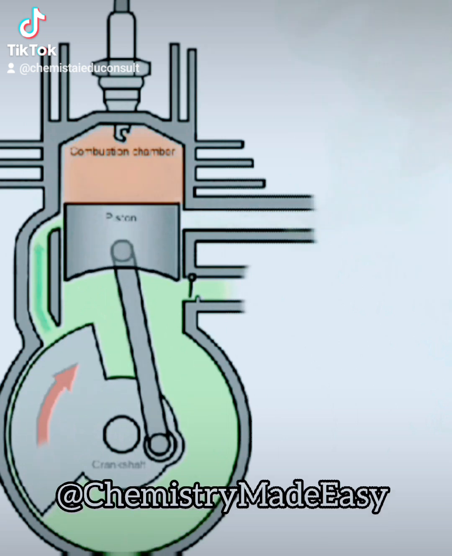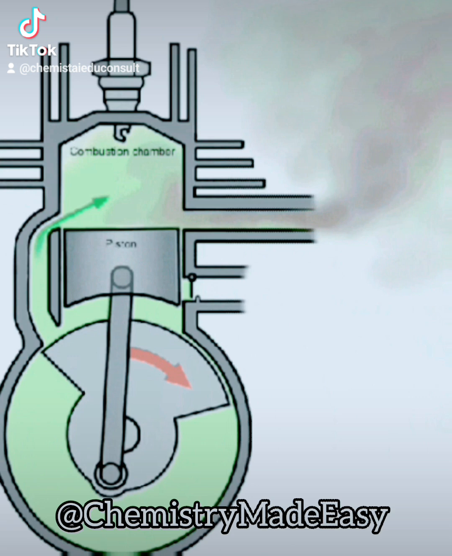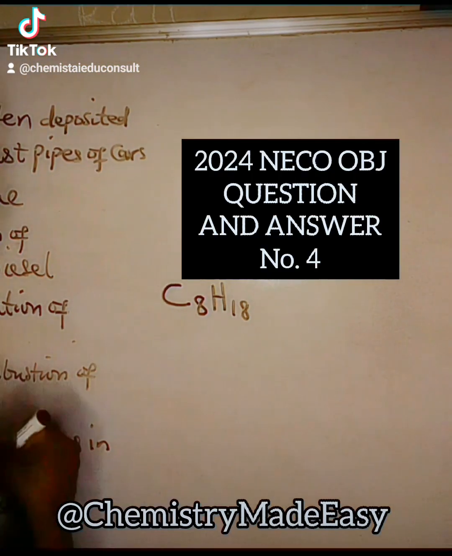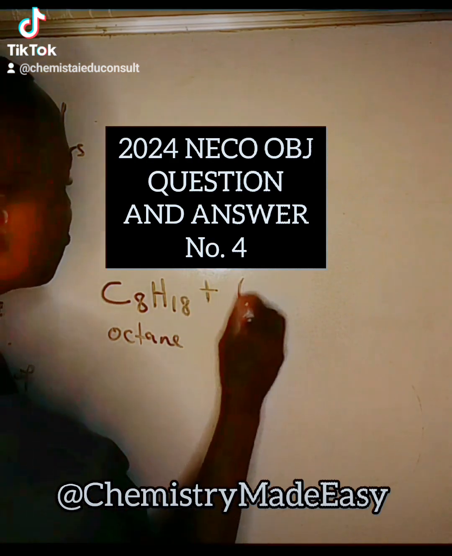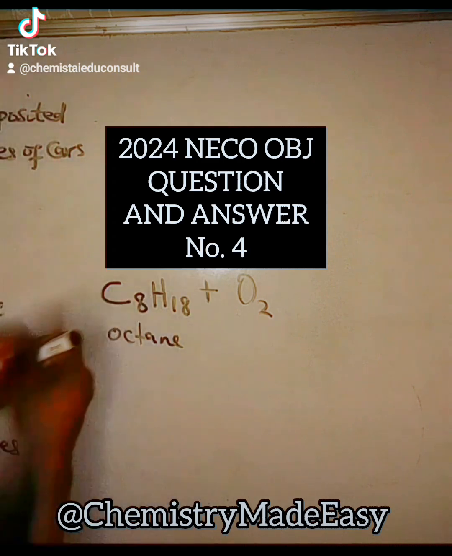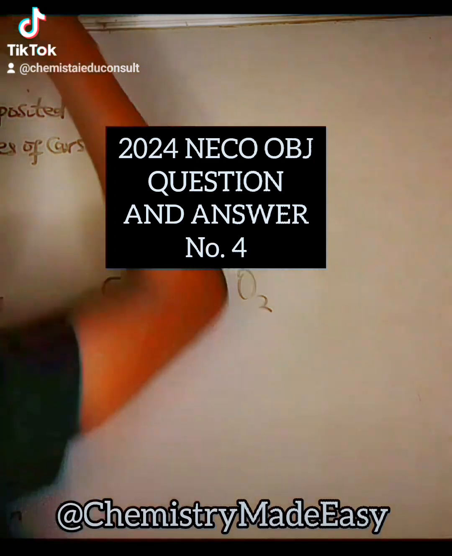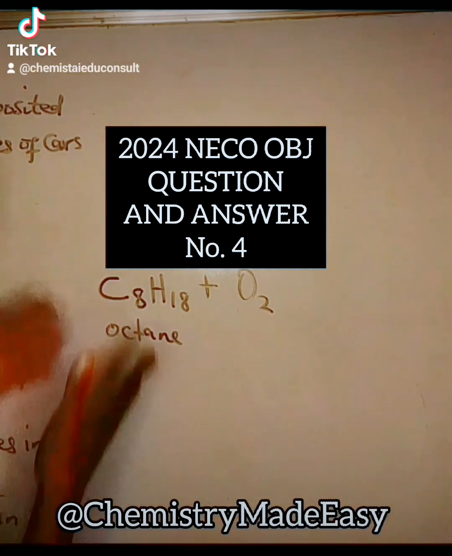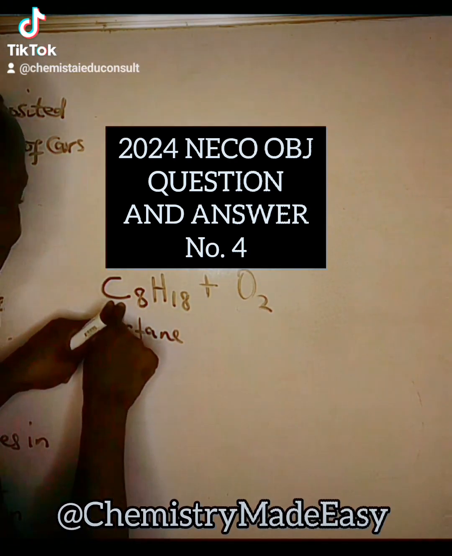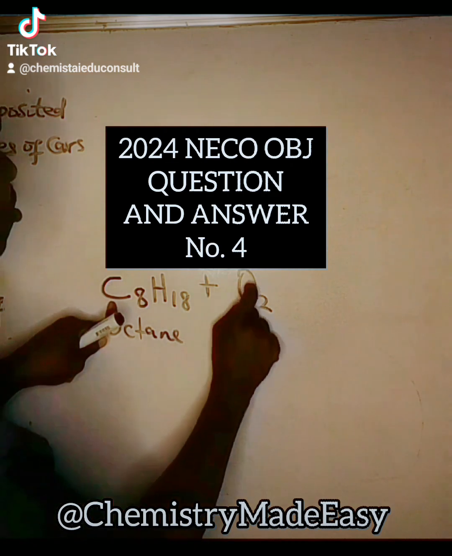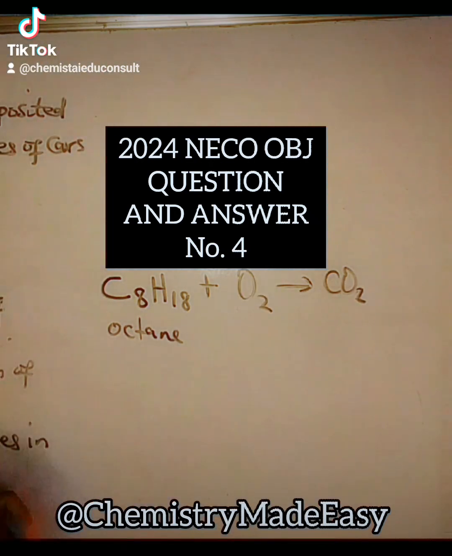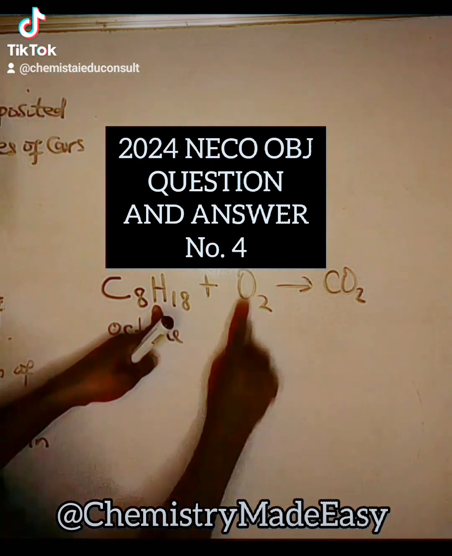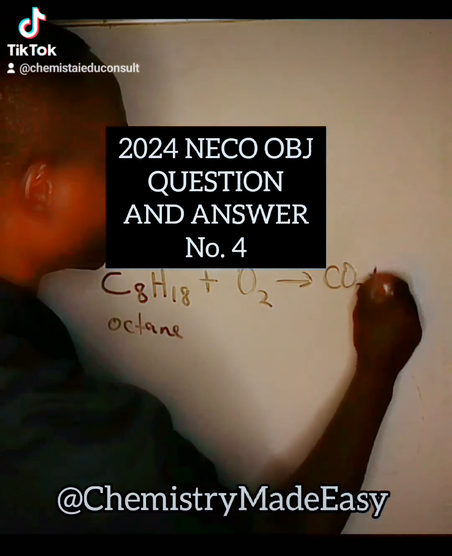Complete combustion of petrol is represented by the following equation. This is petrol, known as octane. So in the engine, oxygen is used to burn down this petrol completely. It is expected that this petrol is burnt down completely. And during the burning, carbon from this petrol picks oxygen and gets oxidized to carbon(IV) oxide. Hydrogen from this petrol picks oxygen again and gets oxidized to water.